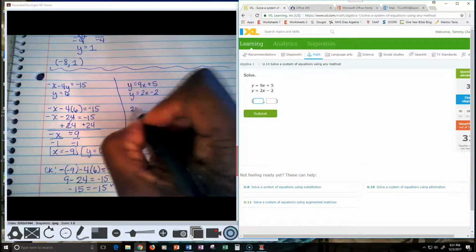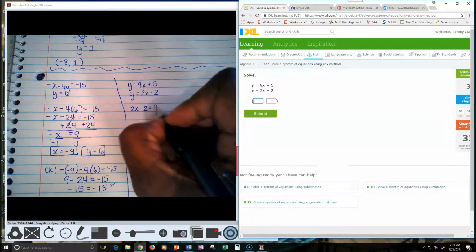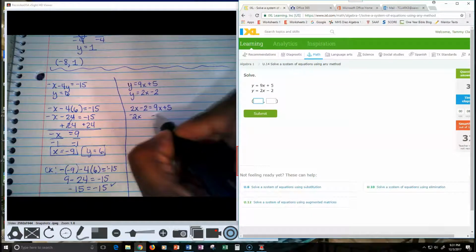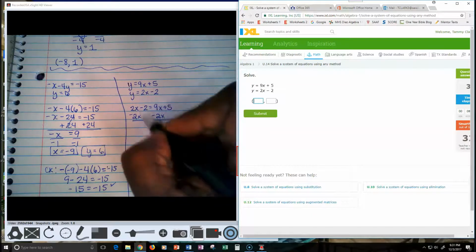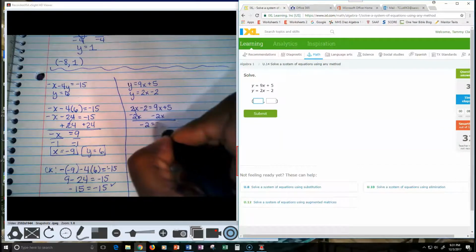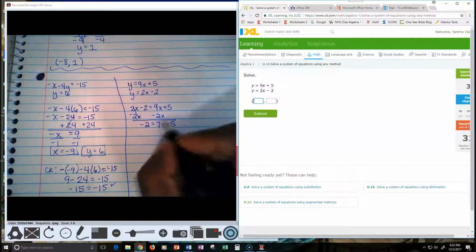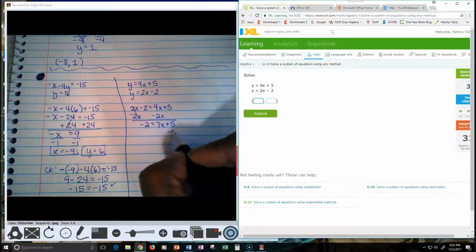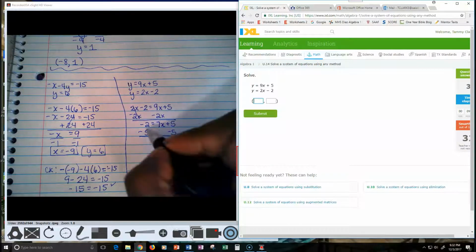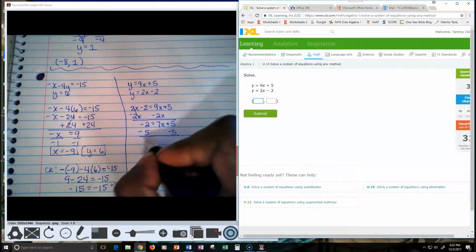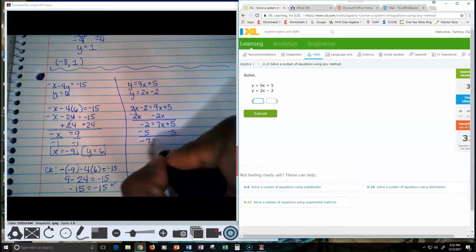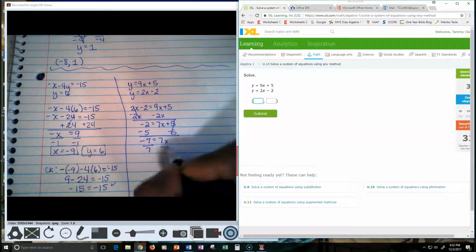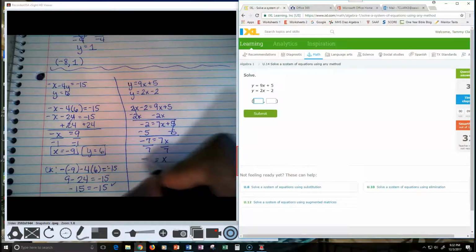I'm going to have 2x minus 2 is equal to 9x plus 5, and I'm going to solve for x. So subtract 2x from both sides of the equation, or the equal sign. And I have negative 2 is equal to 7x plus 5. I've got this x over here and a number, and I want to get the number away from the x, so I'm going to subtract 5 from both sides of the equation. And I've got negative 2 plus negative 5 is negative 7 is equal to 7x. 5 minus 5 is 0. Divide both sides by 7. Therefore, x would be negative 1.